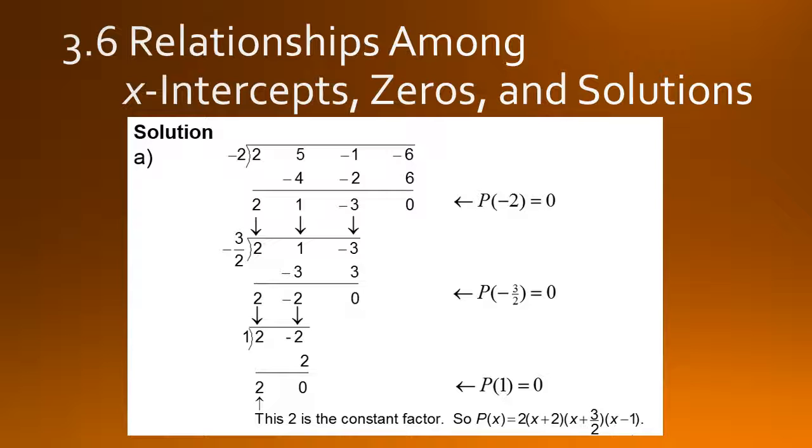And notice something else by doing this. That last little number we got there, that 2, that's our constant factor. So that's going to go in front of the parentheses. So we're going to have 2 times x plus 2. Remember, it's x minus -2, so that's x plus 2, times x plus 3/2 times x minus 1. And that is the factored form of p of x.